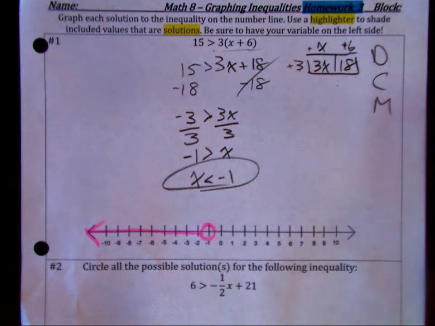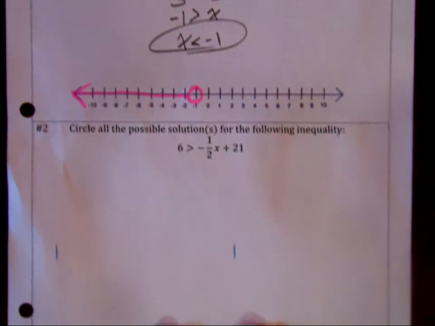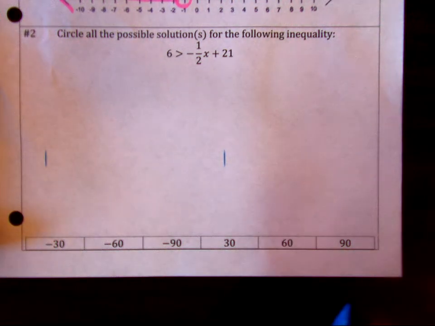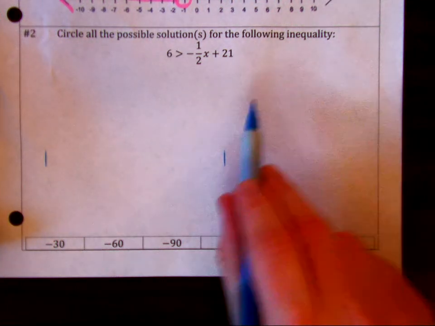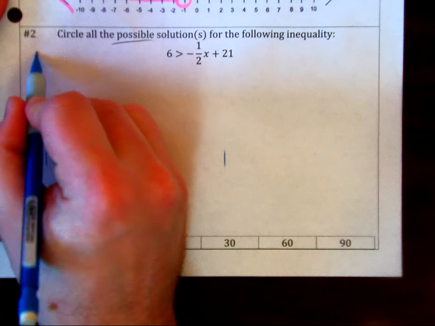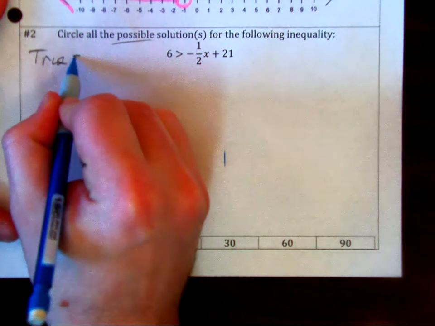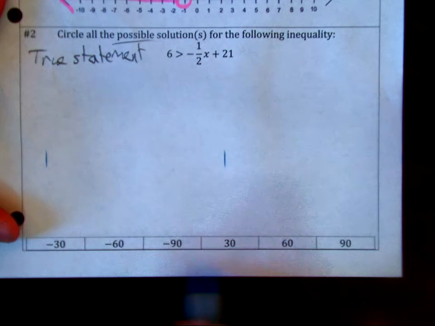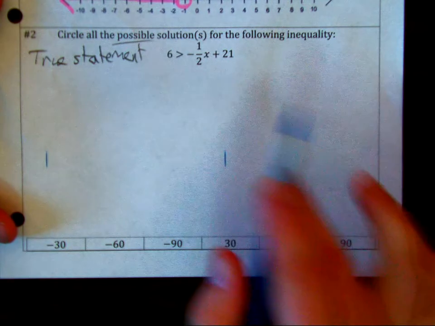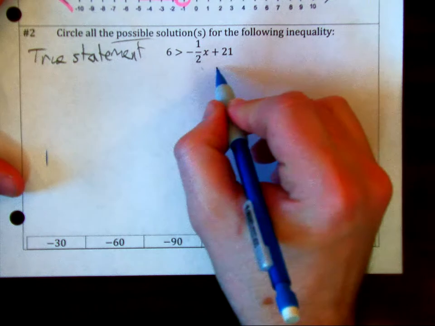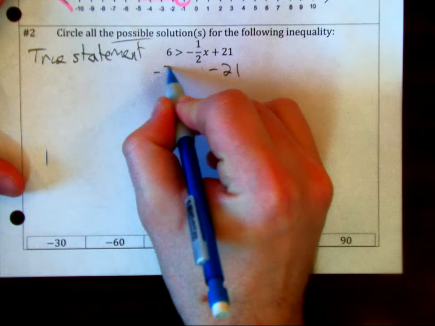All right. So now, on that second one, it says circle all possible solutions for the following inequality. So that means if it's a possible solution, it would be a true statement. So we're looking to see if we plugged in any of these values, would it still hold true? So again, we can solve it how we normally do. And so we're going to subtract 21 from both sides.